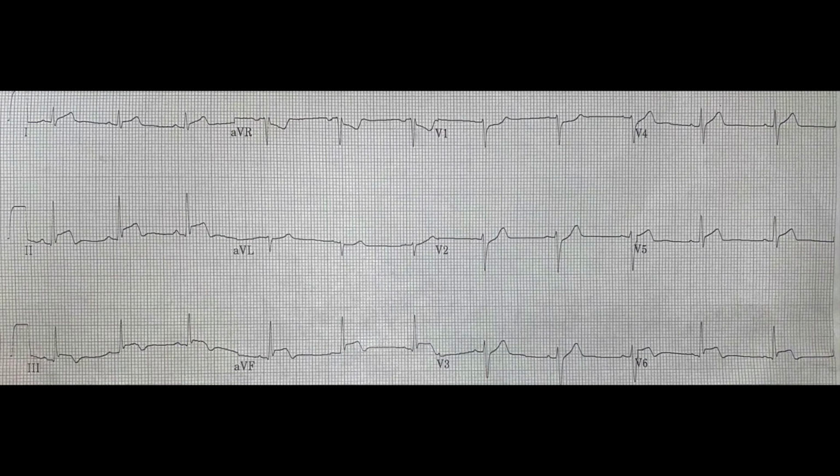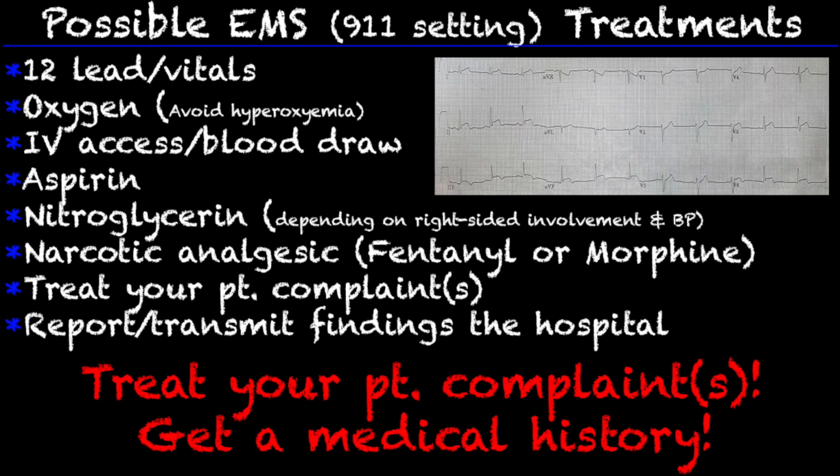Let's go into some of the 911 EMS treatments for this. So out in the 911 EMS setting, you definitely want to get a 12 lead and vitals on this patient. This is where you're probably going to discover that they are having a cardiac event. You want to give them oxygen, and I did put in here to avoid hyperoxemia.